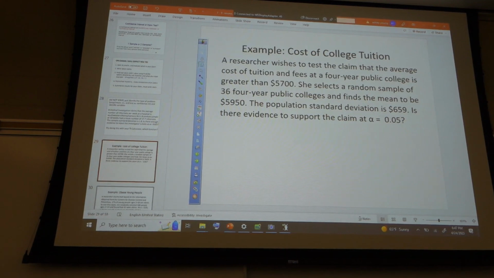Next one. Let's get a reader for this one. Laura, you haven't read yet? Cost of college tuition. A researcher wishes to test the claim that the average cost of tuition and fees of a four-year public college is greater than $5,700. She selects a random sample of 36 four-year public colleges and finds the mean to be 5,950. The population standard deviation is 659. Is there evidence to support the claim at alpha equals 0.05?